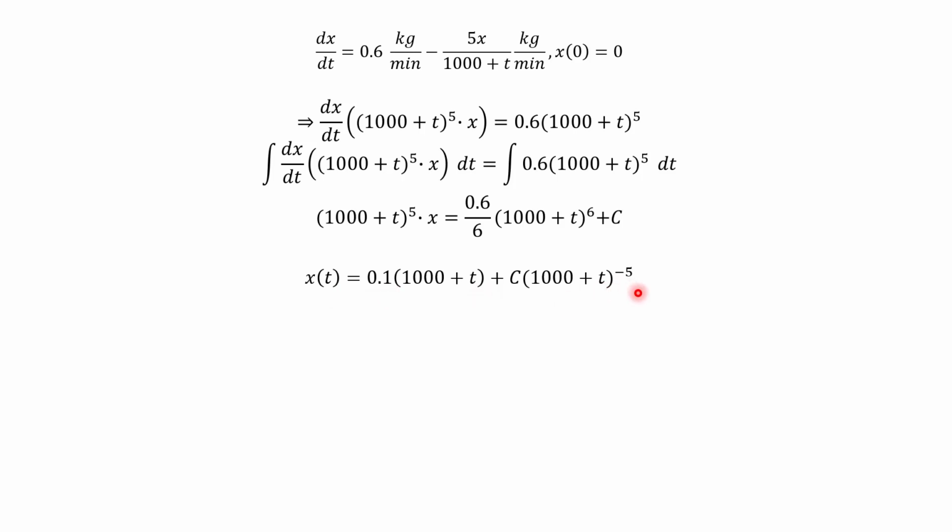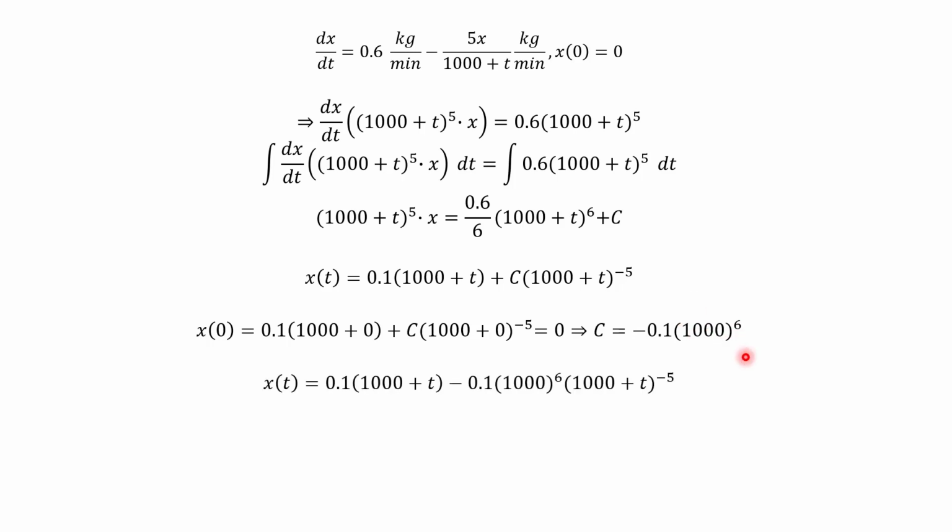Okay, we do have our initial condition though, so we can find c. So plugging in 0 for t and setting that equal to 0, we can find out that c is negative 0.1 times 1000 to the 6th. You can write this as a number with just ones and a bunch of zeros, but this is a more condensed way of writing it. Okay, so here is our function. x of t equals 0.1 times 1000 plus t minus all this.